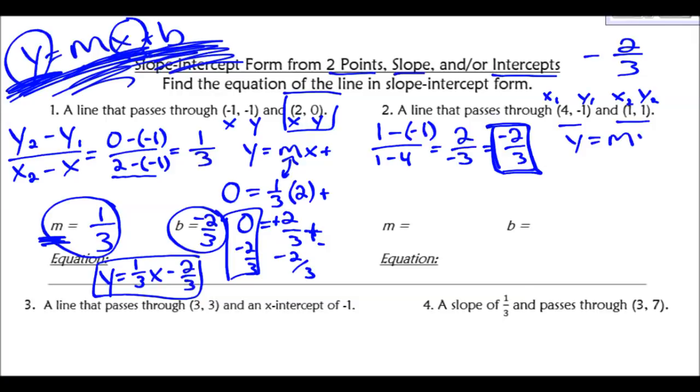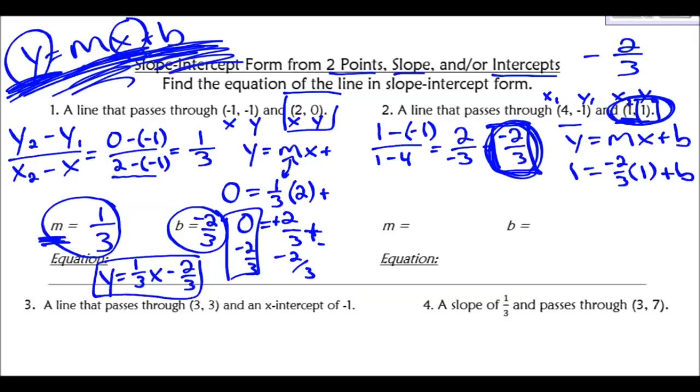y equals mx plus b. And I'm going to use my x and y combination. It looks easiest. I'm going to use 1 and 1 with my slope to find the missing part, the b. So I have 1 for y. That's this number. I have 1 for x. That's that number. Times negative 2/3. That's my slope. Plus b, which I don't know what that is yet, so I'm going to leave that as a variable. I'm going to simplify the right side.